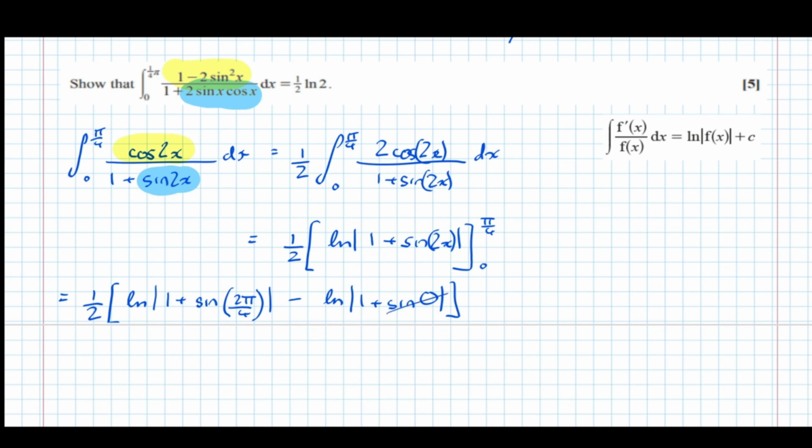So sine of 0 is 0, and log of 1 is also 0, so it equals a half log of mod 1 plus sine of pi over 2. Well, sine of pi over 2 is 1, so that just becomes half log modulus of 2, and the modulus of 2 is just 2, so from that point we're done.